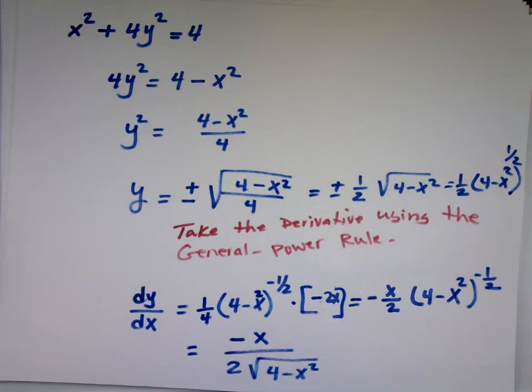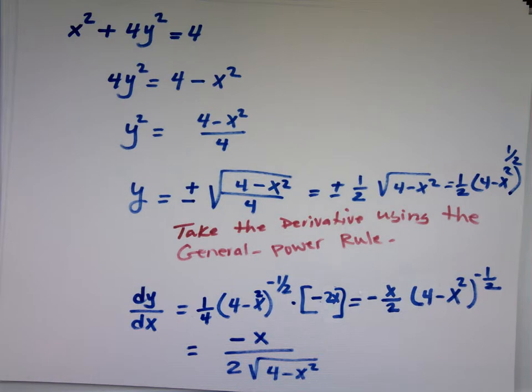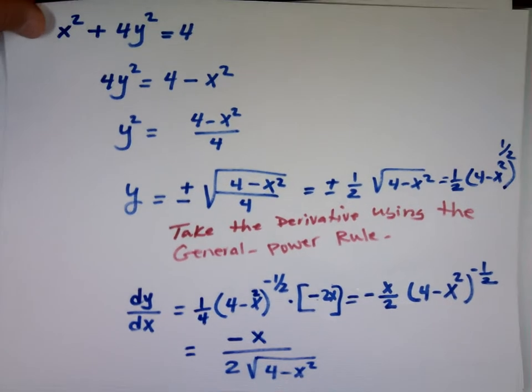So I could have solved the problem for y like what I did here and take the derivative. The truth, I don't have to. Let's see it the other way, implicit differentiation. Is that quicker? Let me write the problem down.